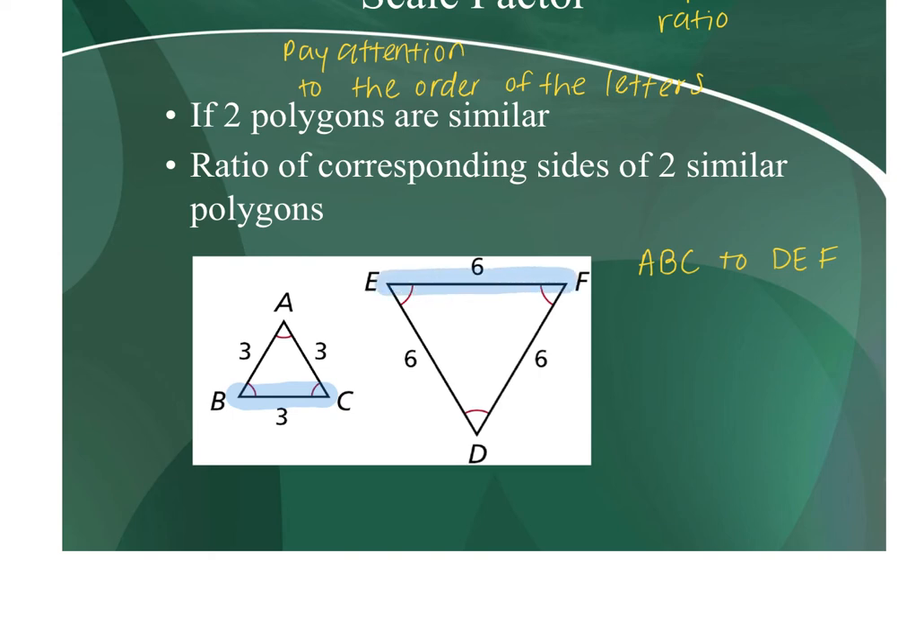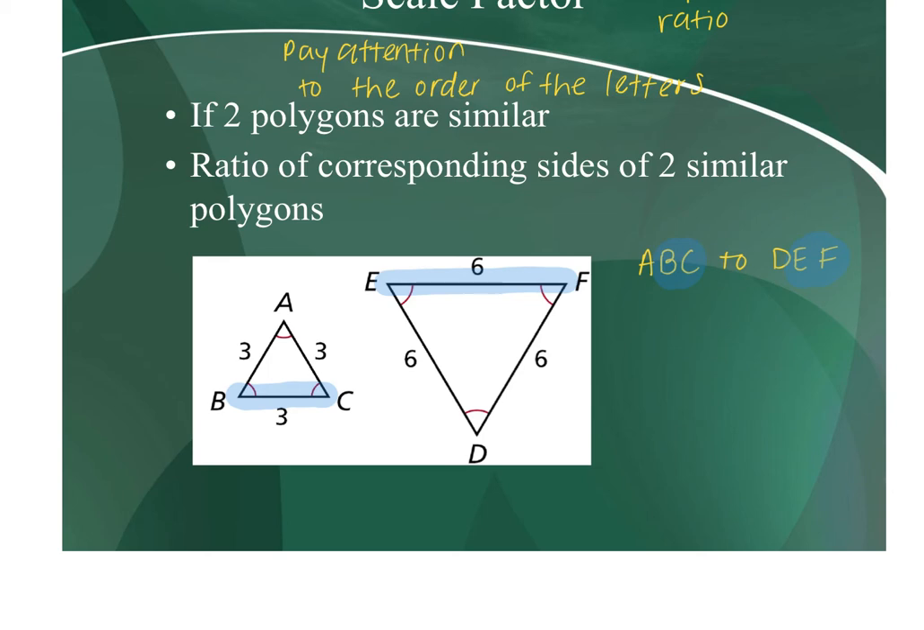Now, always check that your letters match up. So we picked BC, right? Does that match up with EF? Yes. They are both the last two letters. Do you guys see that? They have to match up. Just like we did with corresponding, those two have to match up.